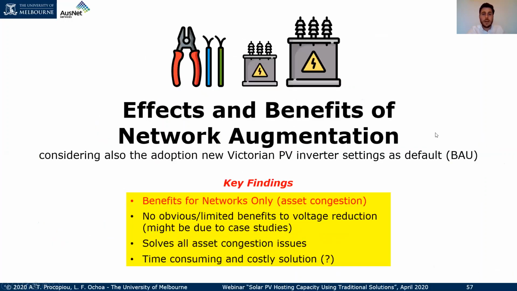Now, moving on, we're going to jump into the effects and the benefits of adopting network augmentation. Before we jump into the technical results, first we're going to highlight the key findings. In this analysis we have seen benefits for the networks only, and those are focused on asset congestion. We haven't seen significant benefit in terms of voltage reduction. This might be due to our simulation analysis and how we model our low voltage networks, which might be considered robust in terms of the impedance levels of the different conductors.